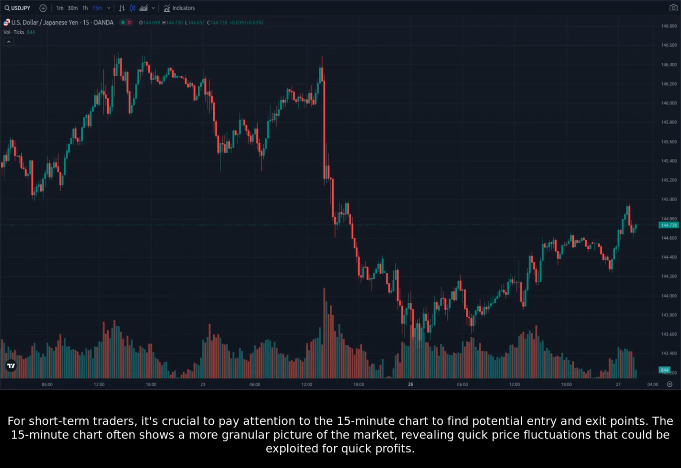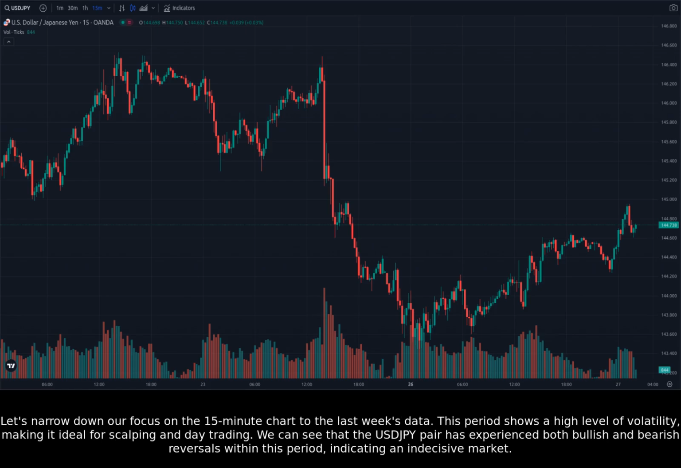For short-term traders, it's crucial to pay attention to the 15-minute chart to find potential entry and exit points. The 15-minute chart often shows a more granular picture of the market, revealing quick price fluctuations that could be exploited for quick profits. Let's narrow down our focus on the 15-minute chart to the last week's data. This period shows a high level of volatility, making it ideal for scalping and day trading.